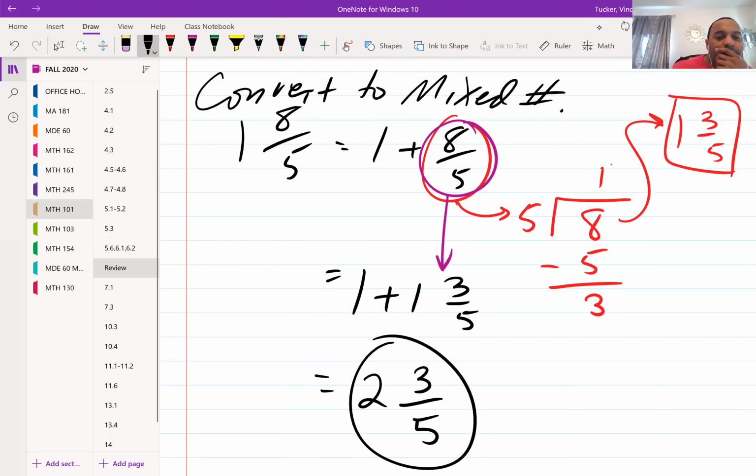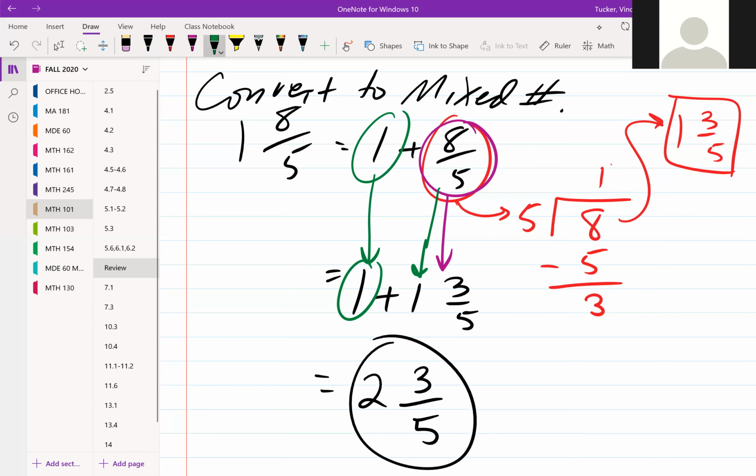Let me know when you guys finish, and then I'll move up. Anybody? I have a question. So even after the 1 3/5, you still have the one from the last 1 8/5. You have to add that? Exactly. Because this one is still right here, and that new one came from this one.